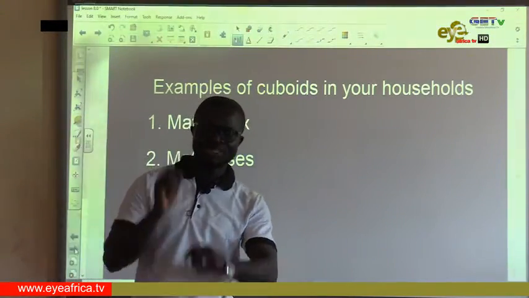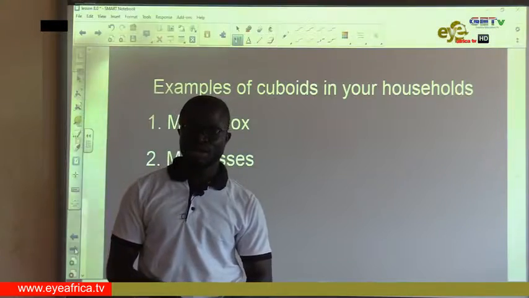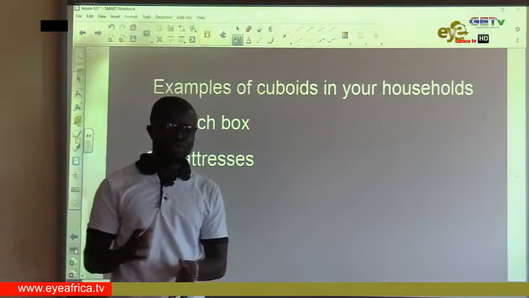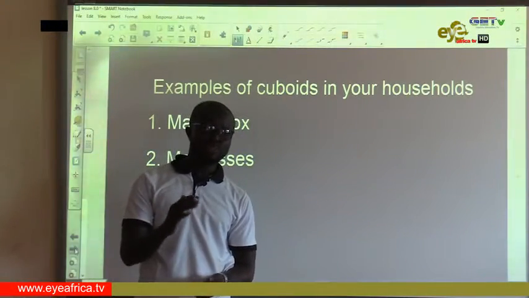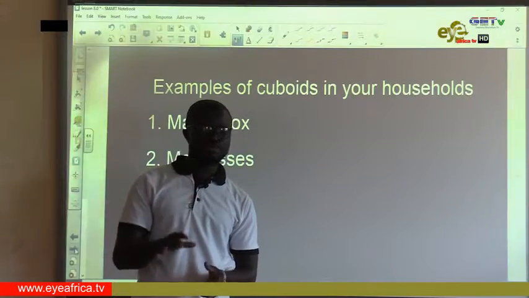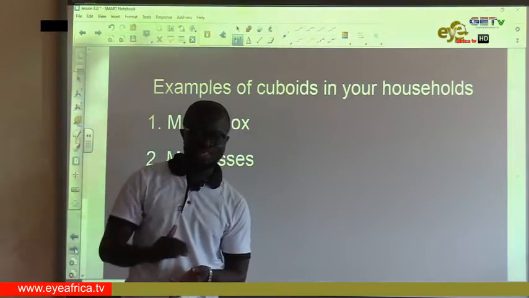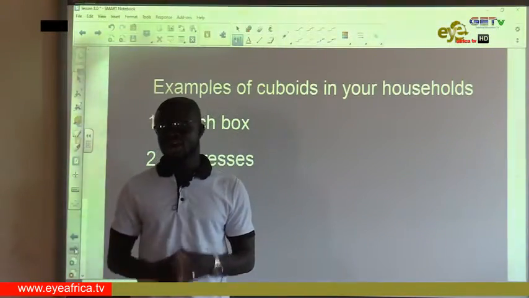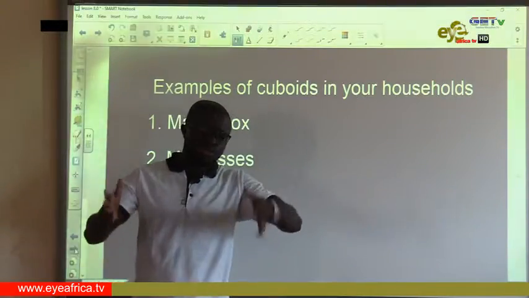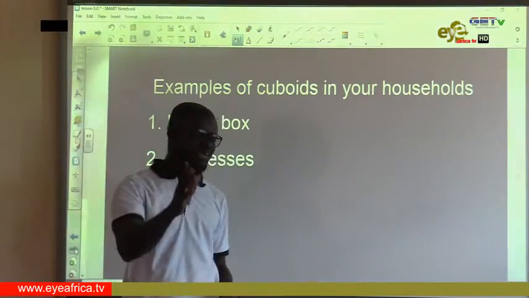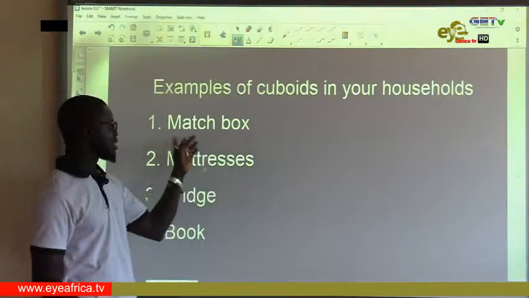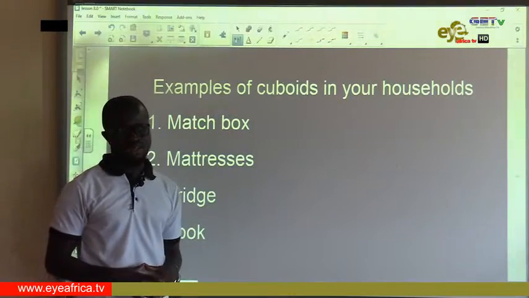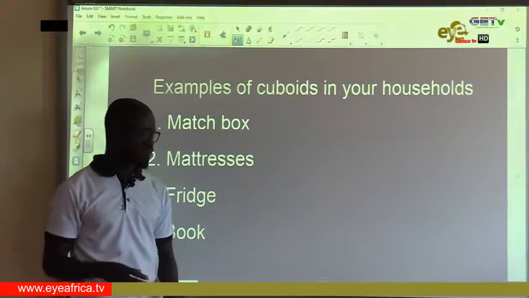Matchbox. Remember, we use the match to set fire in our house or our households when cooking. Now, if you have a matchbox by your side, I want you to investigate based on the properties I have mentioned. Count the number of faces, the number of corners, and see if the number of faces is 6 and 8 corners with the opposite sides equal, then you can conclude by saying that the matchbox is an example of a cuboid. I have tried it and I want you to try it. Remember, I said seeing is believing.